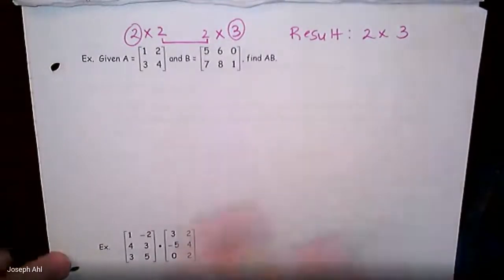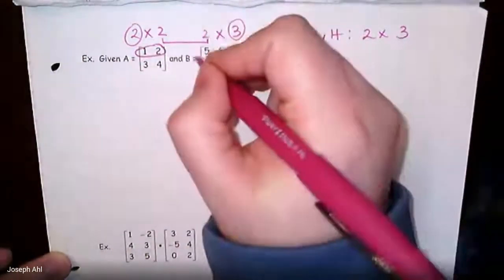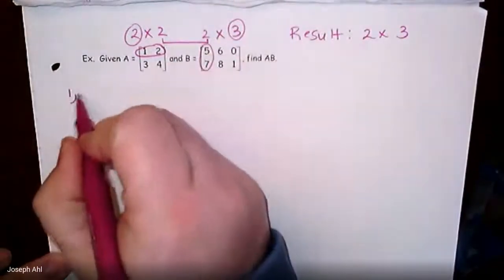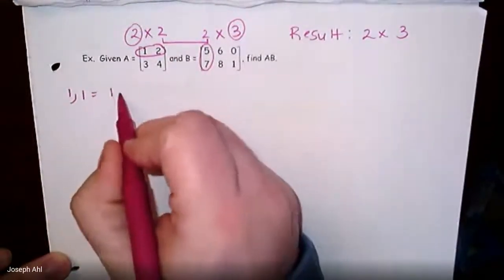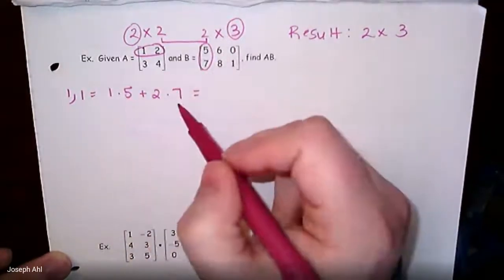So what is this inner product process going to look like? You're going to take row 1, and you're going to multiply it by column 1. So that's going to be 1 times 5 plus 2 times 7. And that looks to me like 19.